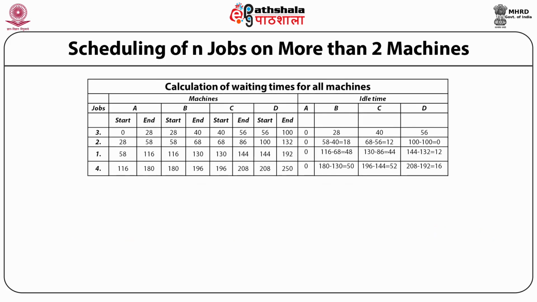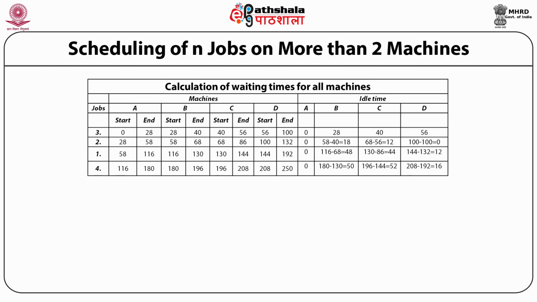Calculation of waiting times for all machines is shown in the table. Machines A, B, C and D; jobs 3, 2, 1 and 4. Job 3: machine A start 0 and end 28. Machine B start 28 and end 40. Machine C start 40 and end 56. Machine D start 56 and end 100. Job 2: machine A start 28 and end 58. Machine B start 58 and end 68. C 68, 86. D start 100 and end 132.